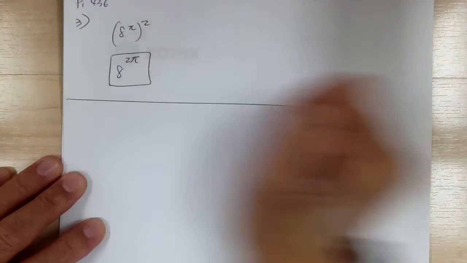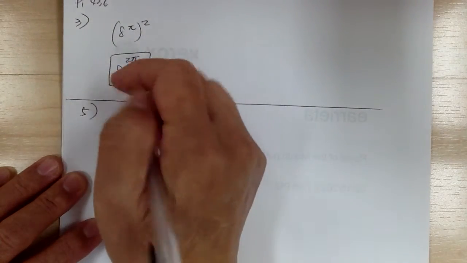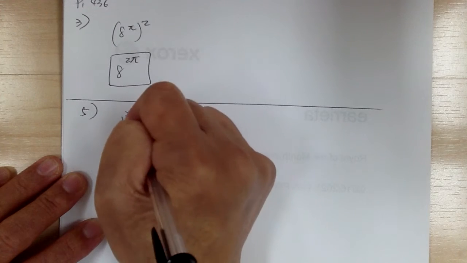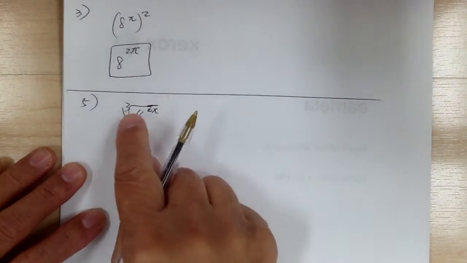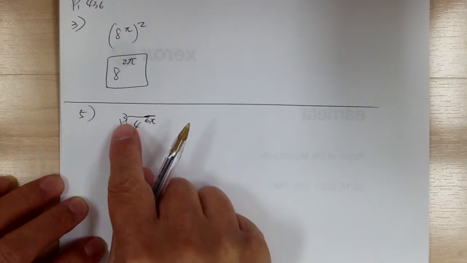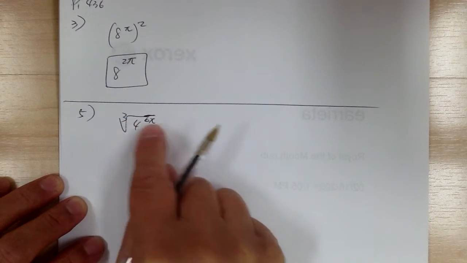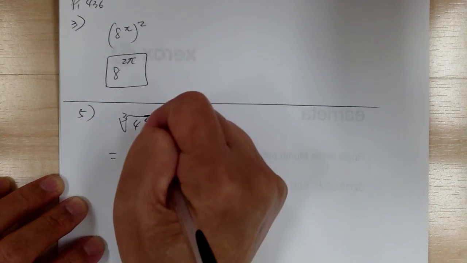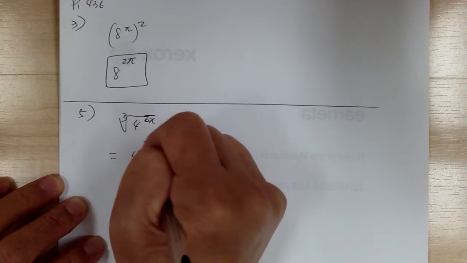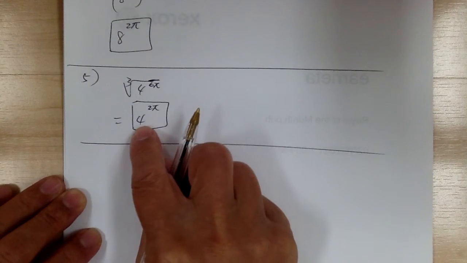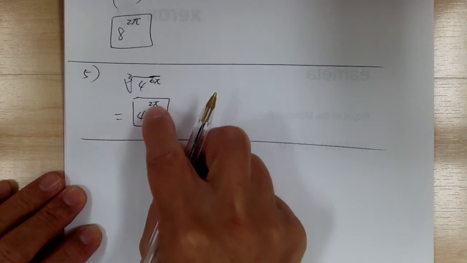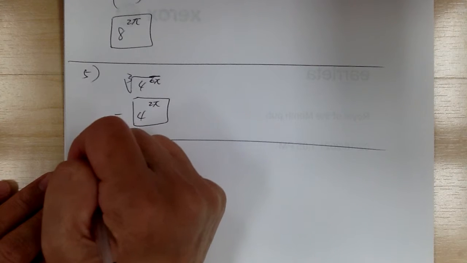Okay, let's go to number 5. You have cube root of 4 to the 6 pi. Okay, so again, when you have an index, it goes to the denominator, so this will equal 4 to the 6 pi divided by 3, which equals 2 pi, and that's it. Now, if you simplify more, if you make it into 2 to the 4 pi, that's fine too, either way.